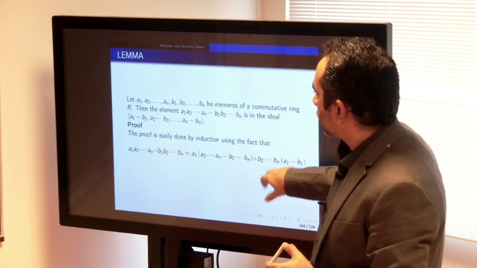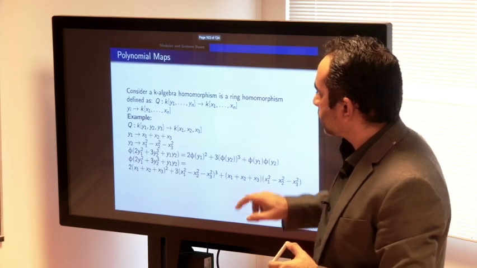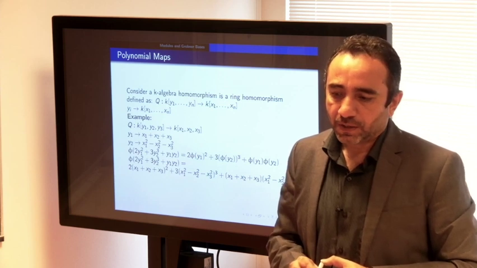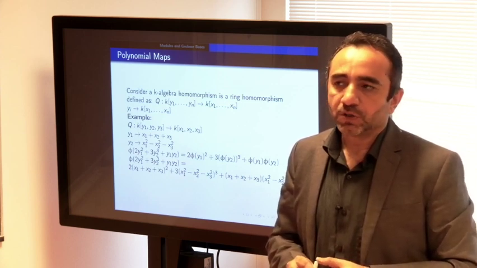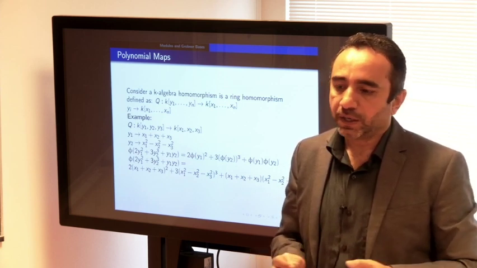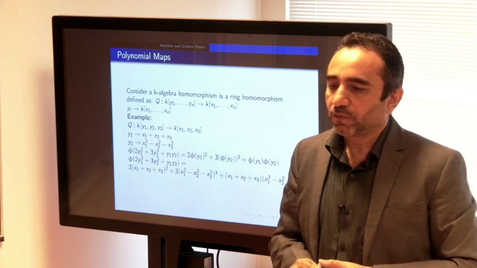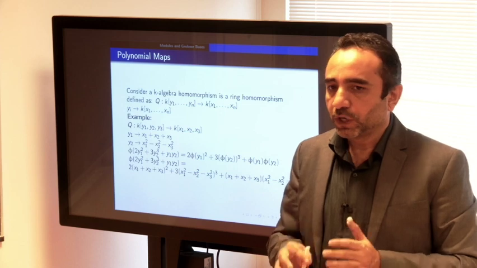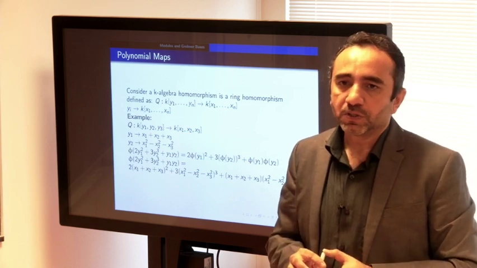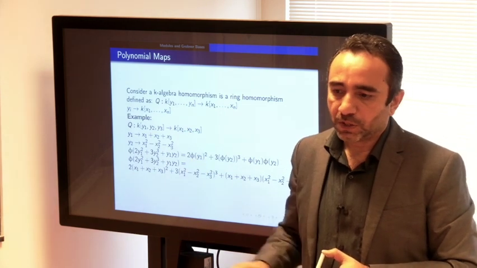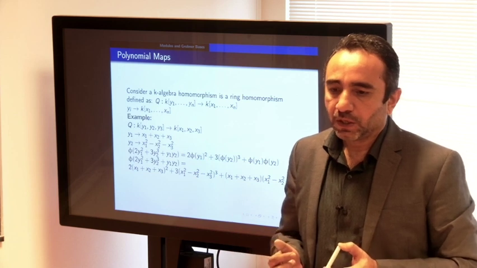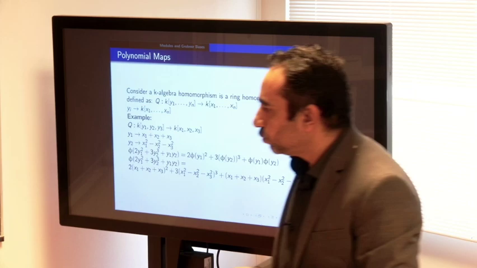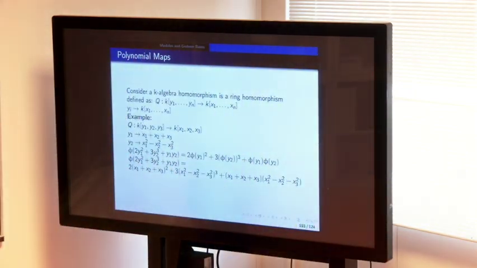And now coming to our next topic, the second application. As I told you before, it is about finding the kernel and image, or checking whether a given polynomial map is onto or not. We can use Gröbner bases to see all these possibilities, such as how to find the kernel. But before that, we just need to define a little bit about polynomial maps.